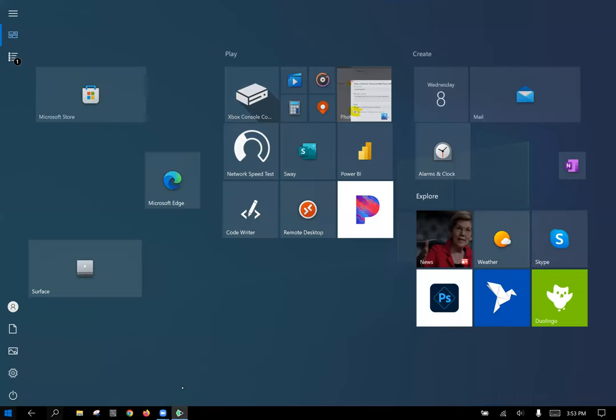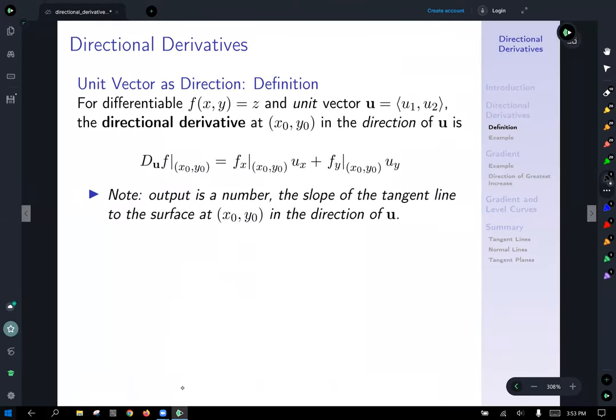All right, back to our slides. Here we're going to introduce two definitions of the directional derivative. One is the way OpenStax presents it, and the other is the way Apex Calculus presents it. What we first need is a unit vector, and that's going to define the direction that we're interested in.